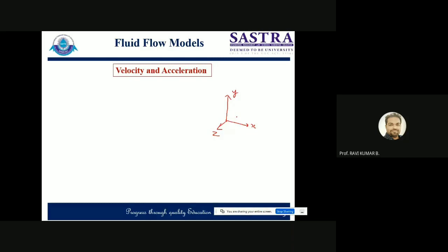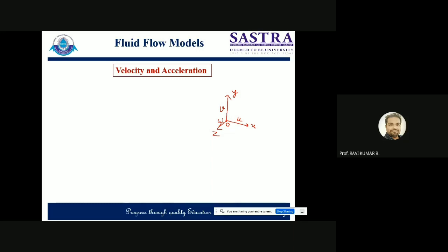For a three-dimensional flow field, this notation may be different, as some books use different notation, but in our case, along the X direction, I'm considering the velocity component U. Along the Y, I'm considering V. Along the Z, I'm considering W. These are the velocity components, and this is the origin point. So assume a three-dimensional flow field.